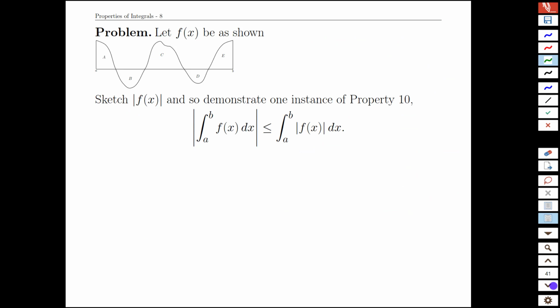Last but not least here, let's take a look at the effect of the absolute values in property 10. So imagine we have our graph from earlier with our 5 regions, and remembering that each of these contribute positive or negative totals towards the integral. The area interpretation of an integral only really makes sense if everything's positive. When you have negative regions that are underneath the axis, the area there is still a reasonable thing, but we have to treat it as a negative contribution to the integral. All right, so let's take a quick look at the statement here.